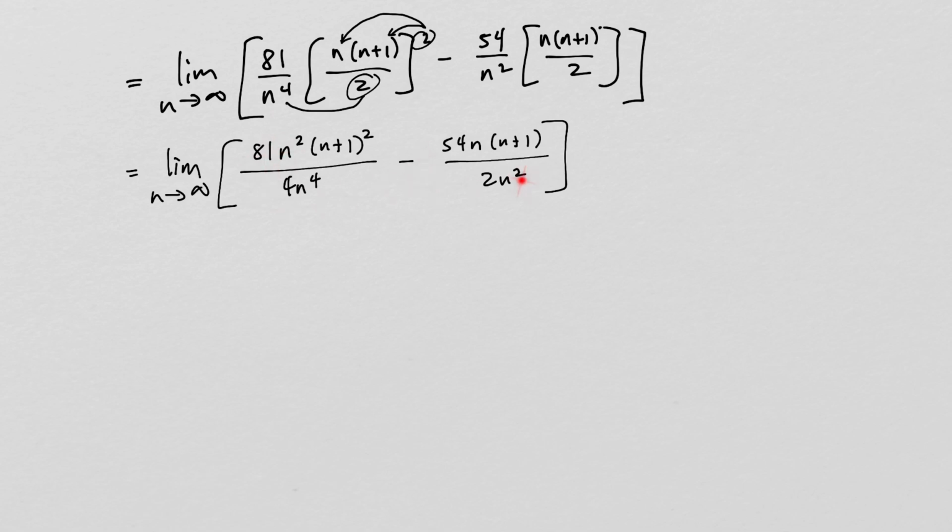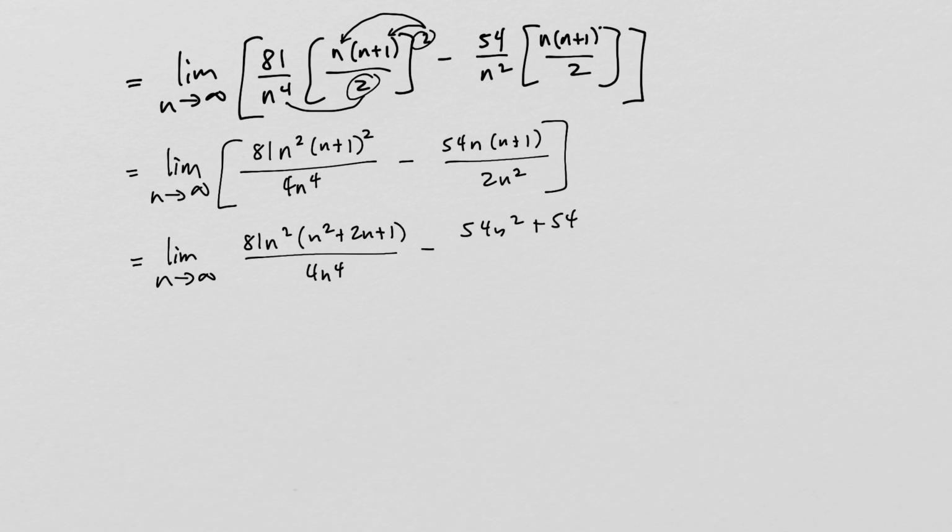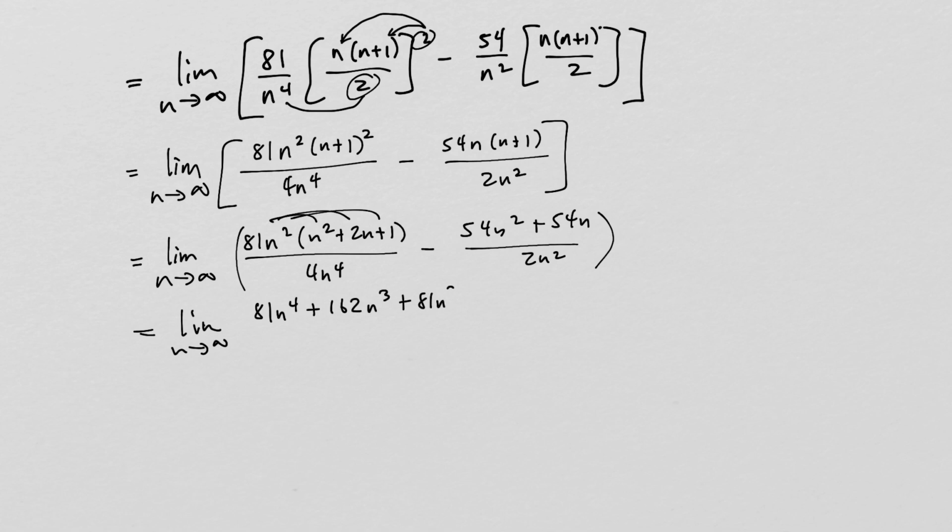Now, let's go ahead and multiply all this out, and this can be a little bit tedious. I'm going to do it on screen here. So we have 81 n squared plus 2n plus 1, minus, then we have 54 n squared plus 54 n. And then finally, we will multiply this out. We have 81 n to the fourth plus 162 n to the third plus 81 n squared over 4 n to the fourth minus, same thing here.